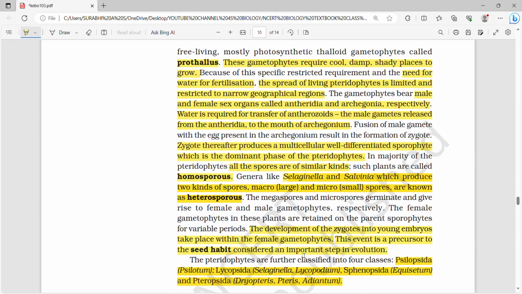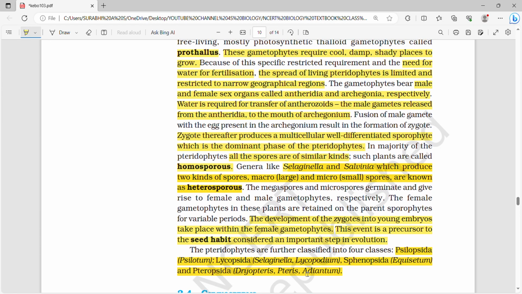These gametophytes require cool, damp, shady places to grow. For this, they need water for fertilization. So even in this, they need water for fertilization. The spread of living pteridophytes is limited and restricted to a narrow geographical region because they need water for fertilization.